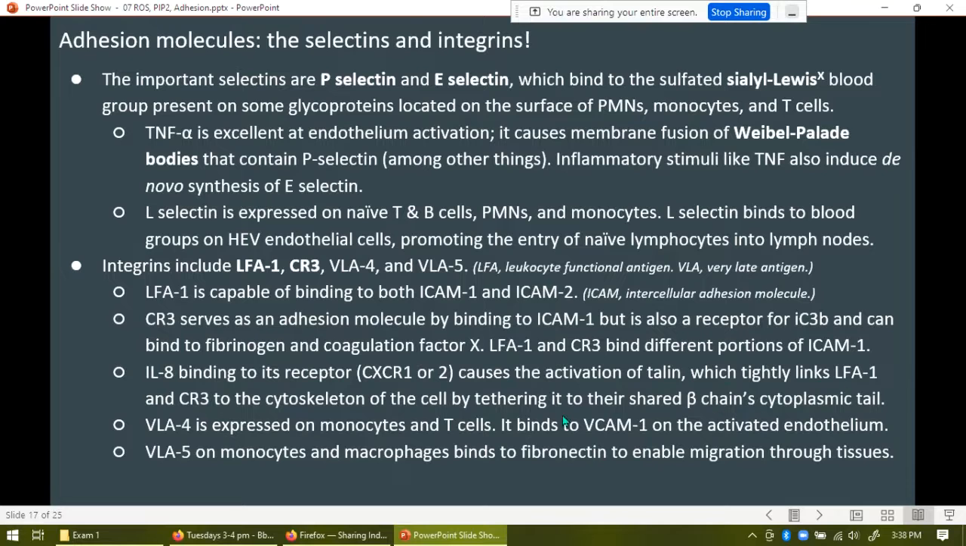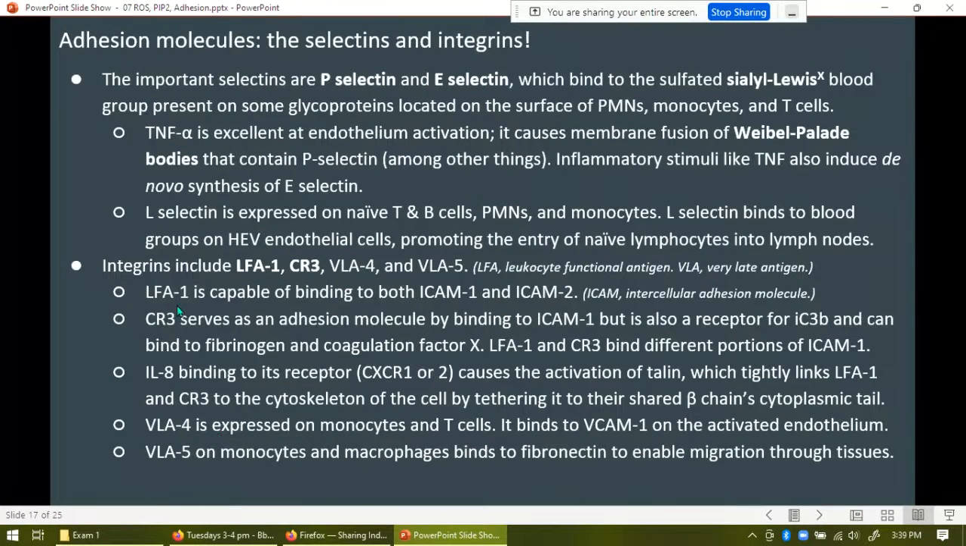So both LFA1 and CR3 express the same beta chain, but they have a different alpha chain. Remember, these are alpha-beta heterodimers. The beta chain can be tethered all the way through the membrane and into the cytoskeleton by talin. Talin covalently links LFA1 and CR3 to actin in the cytoskeleton, meaning it strongly links it.